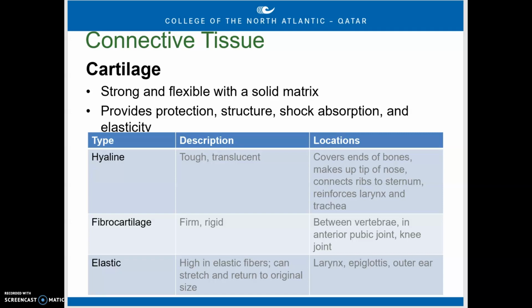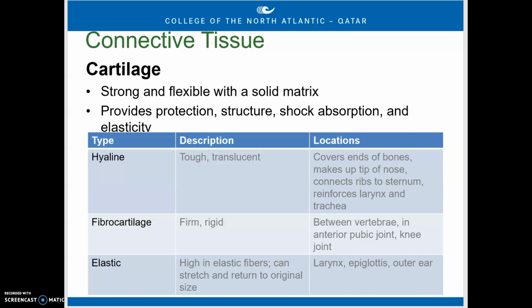Another type of connective tissue that has a very strong and flexible solid matrix is cartilage. Well, cartilage is going to provide you with a ton of protection. It gives structure to a lot of our organs. Think about the tip of your nose and your ears, for example. And it provides shock absorption because we find it between our bones. So our bones don't rub together. It's actually cartilage that rubs together, not the bones. And elasticity. So it does give us some flexibility.